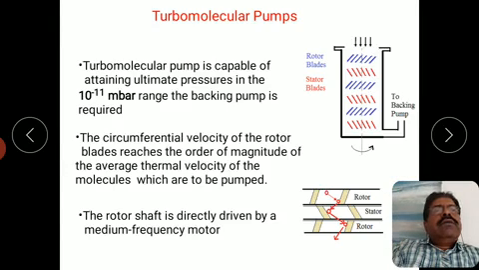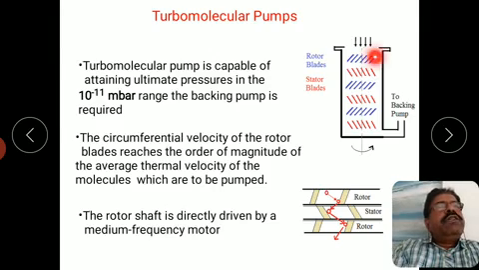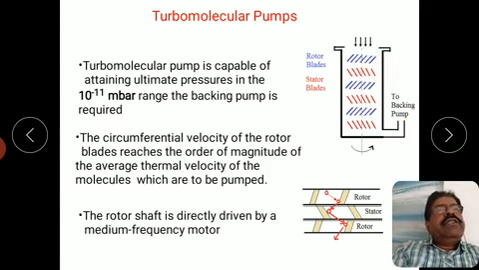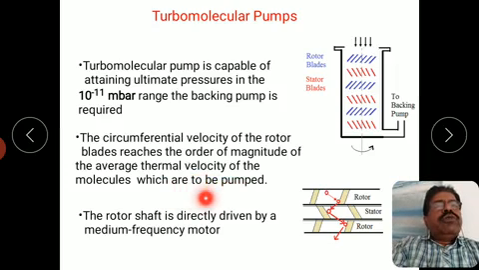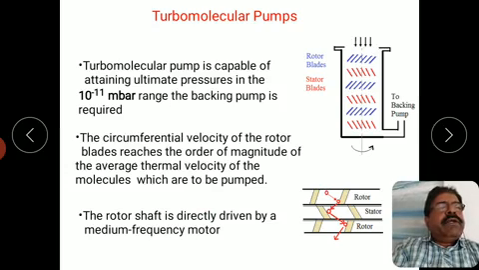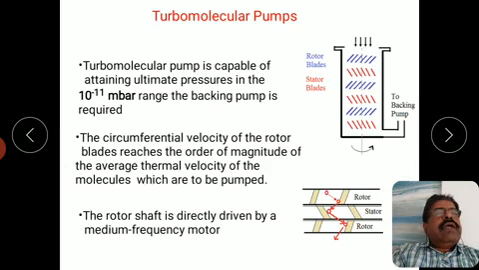The circumferential velocity of these blades is very important here. If the rotor speed is very high, then the circumferential velocity of the rotor blade will be of the order of magnitude of the average thermal velocity of the molecules which are to be pumped. Different gas molecules have different values of average thermal velocity.